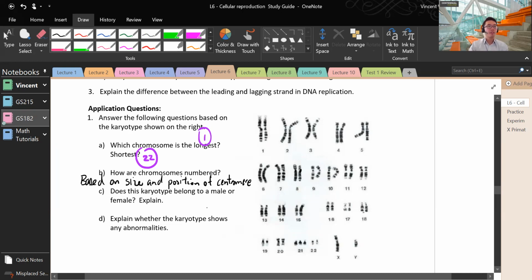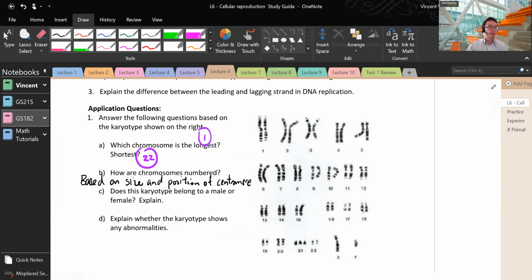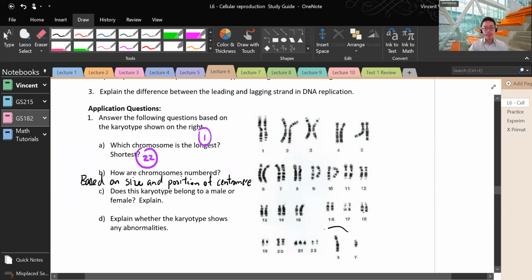Is this male or female? How do you know? Anybody? Any takers? Male or female? Yep, this is a guy because of the XY. Genetically, this person is male. XY is male. Female is XX. So this is a male.